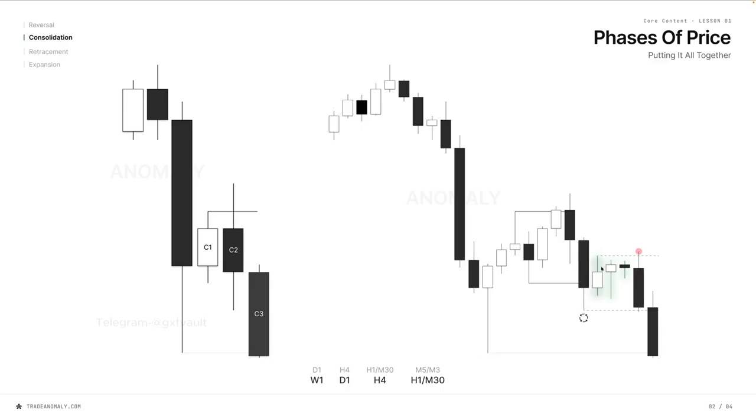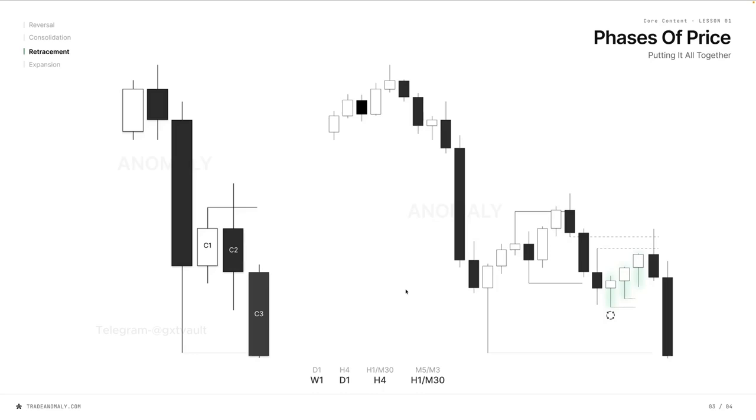So here we have consolidation. How do we want to trigger consolidation? We want to wait for a manipulation of that, and then you do the same thing, right? Once we engage with this high, which is a key level, then you want to see that reverse signature, that C2 candle, and that expansion towards your draw on liquidity.